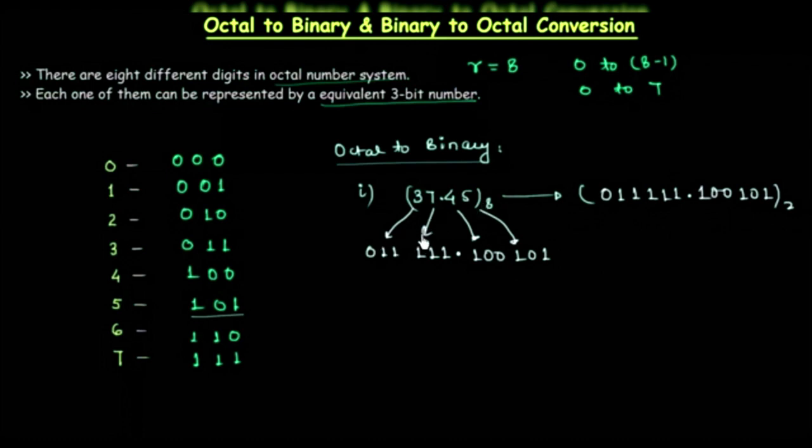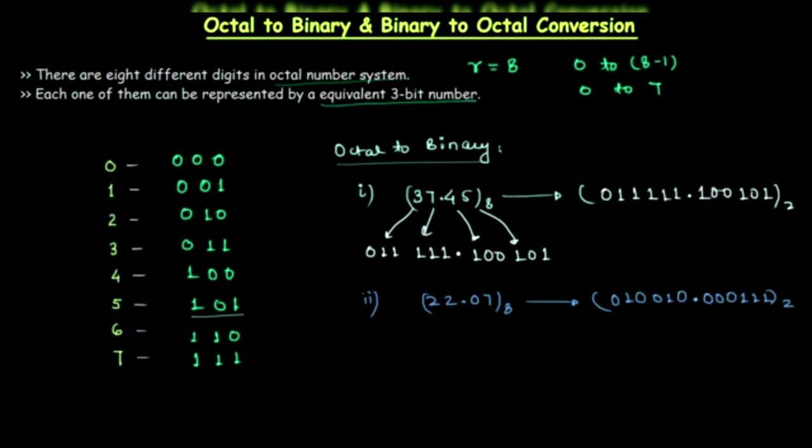It is very easy to convert octal number to binary. We will see one more example on this. The second example, the octal number is 22.07. This is in octal, and we want the binary equivalent of this octal number. 2 we can write 0 1 0. Again we have 2, so I will write 0 1 0. Then we have the point. 0 is written as 0 0 0, and 7 we can write 1 1 1. So this is the binary equivalent for 22.07.